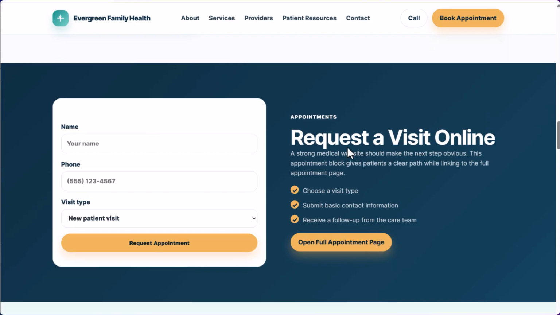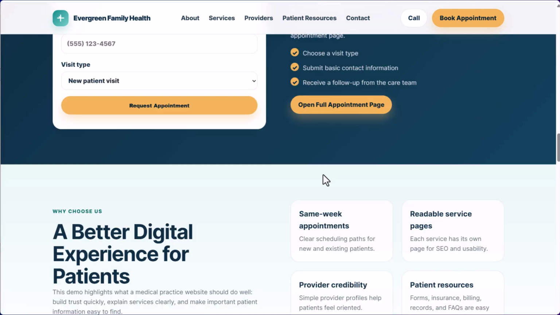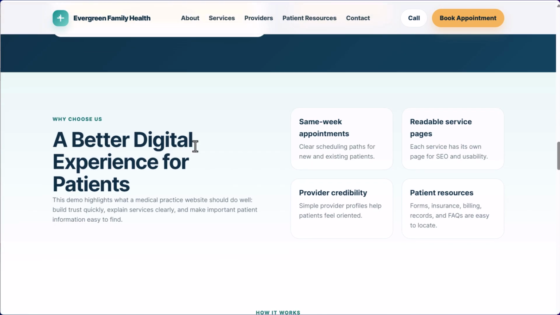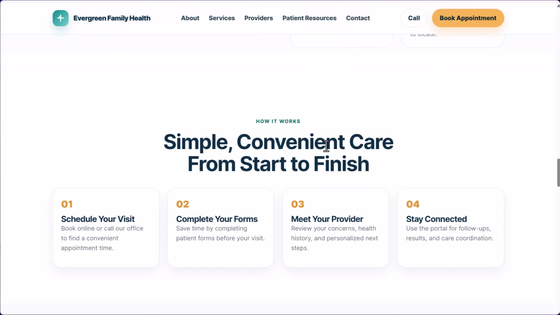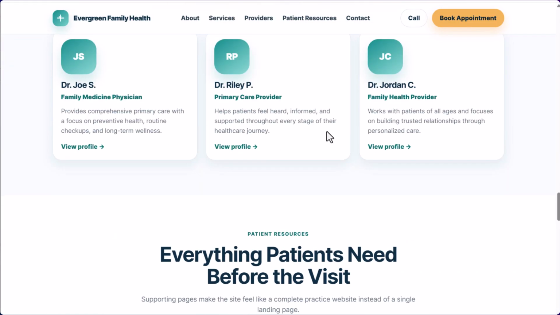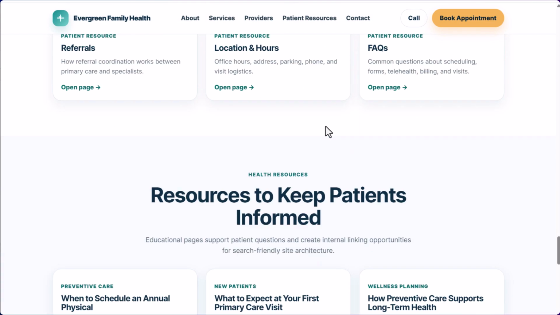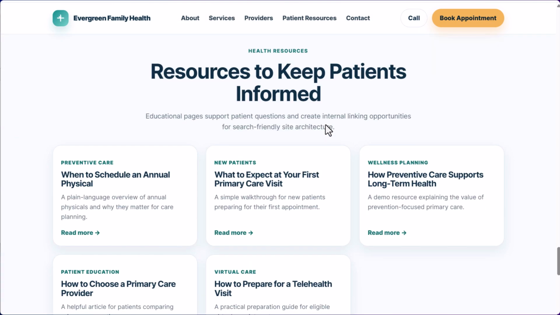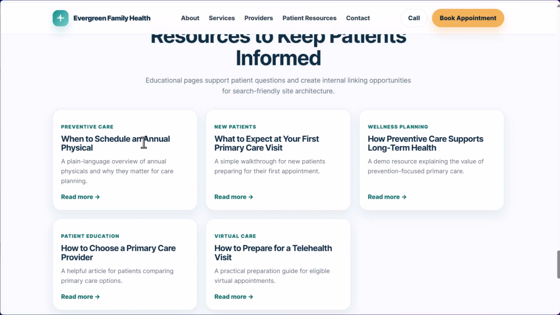And then we have easily request a visit online, open full appointment page, quick type of request appointment where you just call them back. Better digital experience for patients, same week appointments, readable service pages. That's clearly just showing, yes, this is a good website. Simple, convenient care, so how it works, meet our providers, everything patients need to get started, resources to keep patients informed. So this is more content-based.